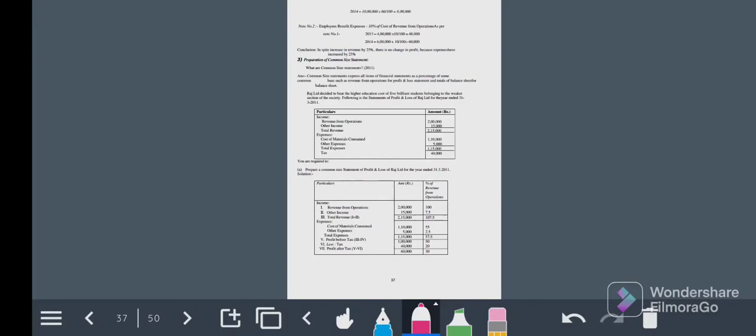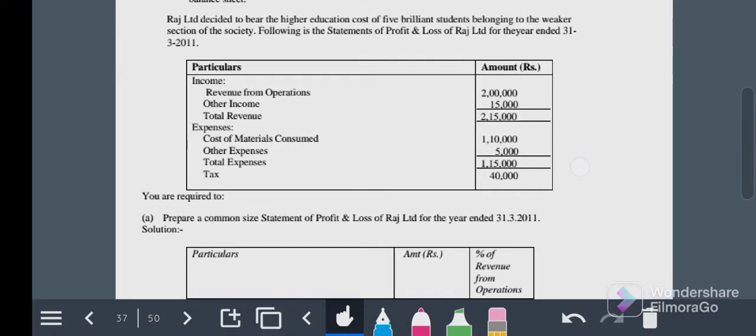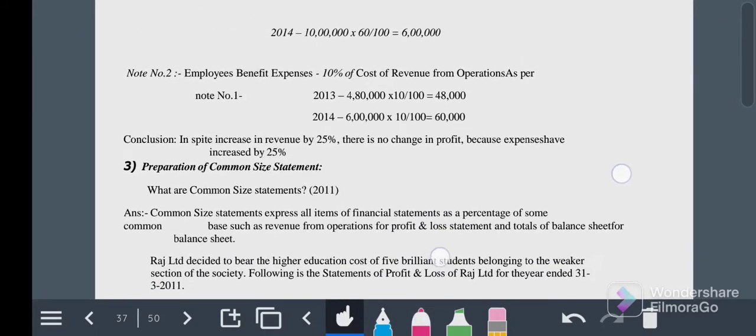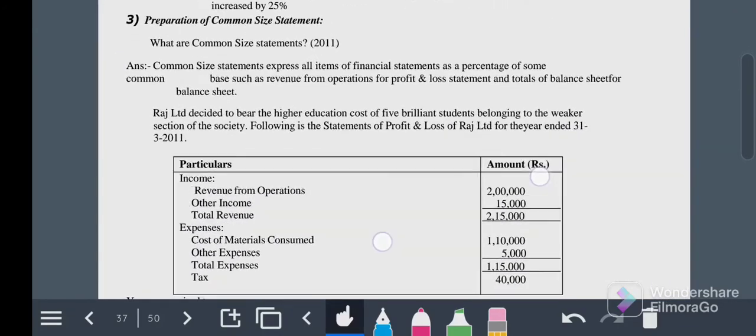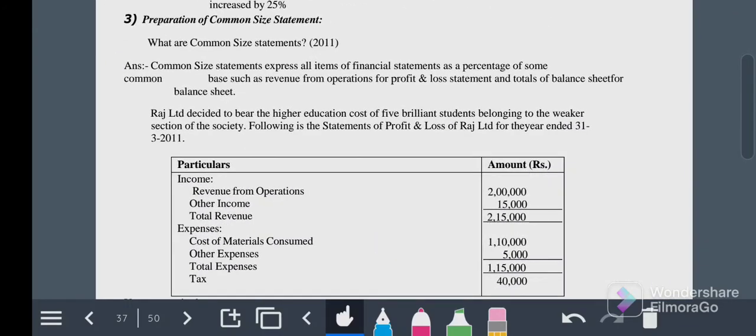Now talking about this one, where we have to prepare a common size statement. Till now we were talking about the comparative P&L statement, but now we are going to look at the common size statement. First, let's discuss what a common size statement is. Common size statements express all items of a financial statement as a percentage of some base, such as revenue from operations for the profit and loss statement, and totals of the balance sheet for the balance sheet.